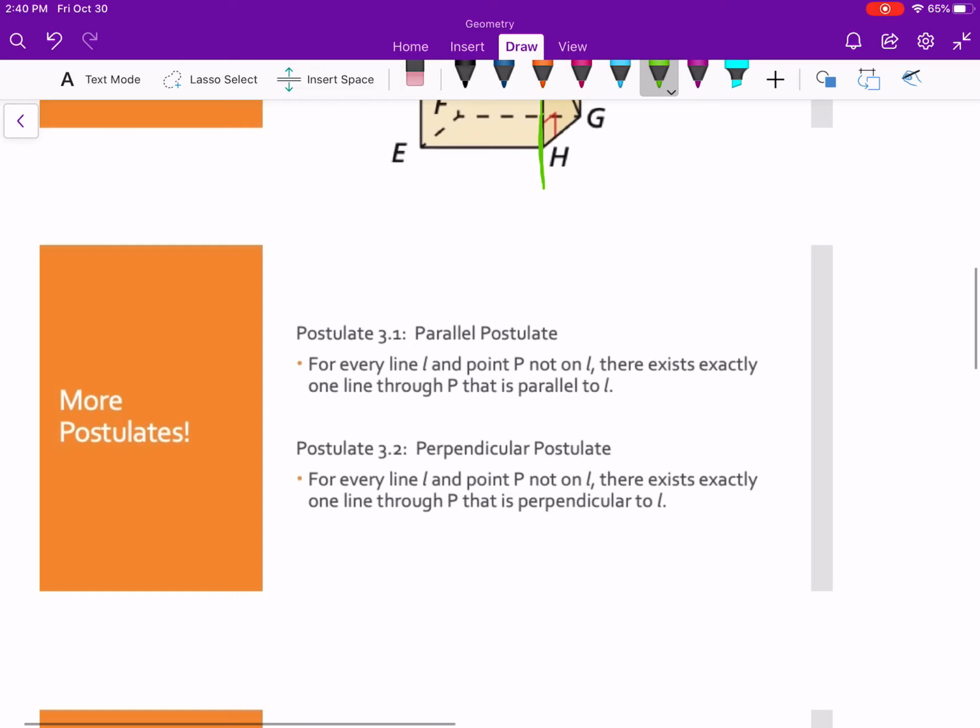So we have some more postulates. The parallel postulate says for every line L and every point P not on L, there exists exactly one line through P that is parallel to L. That means, here's my line L. For any point that's not on line L, there's only one line that we can draw that's parallel to line L. And if you didn't know, those triangles, or even sometimes just an arrow, mean parallel.